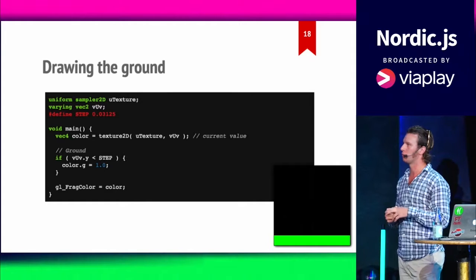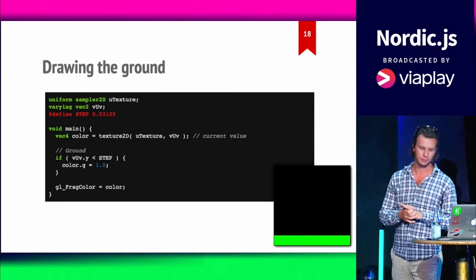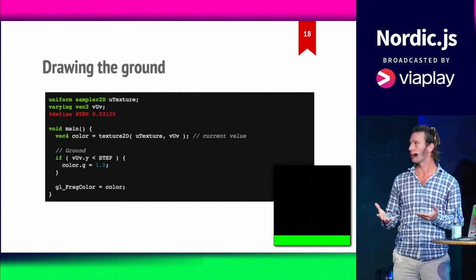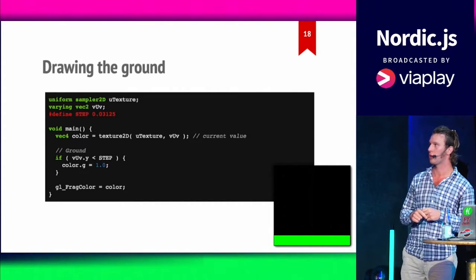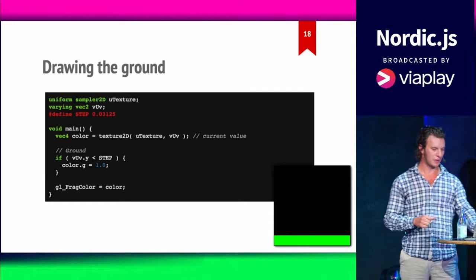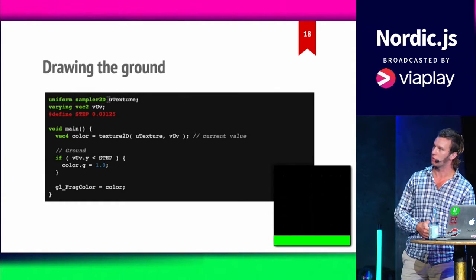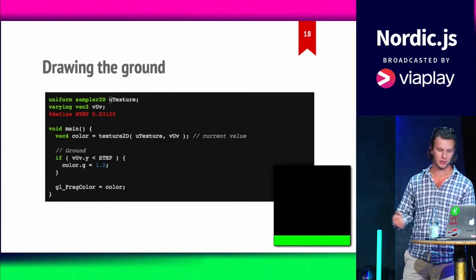OK, so what do these shaders actually look like? So the first one is the spawn shader. And here what I'm going to do is draw the ground. So the first thing to look at is what I'm passing into this program. So the first thing is a texture. So this is the current state of the game.